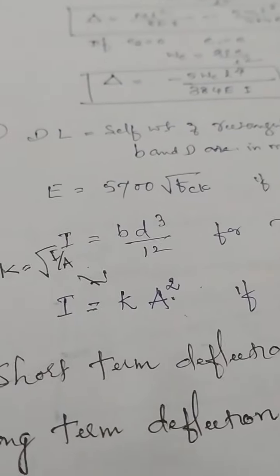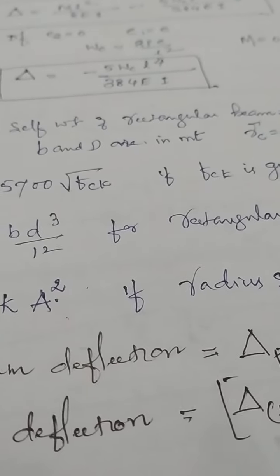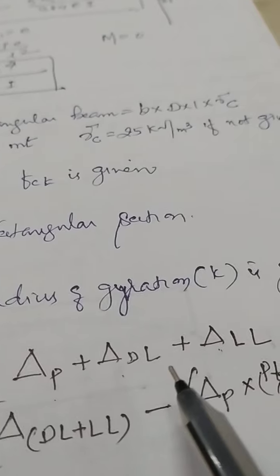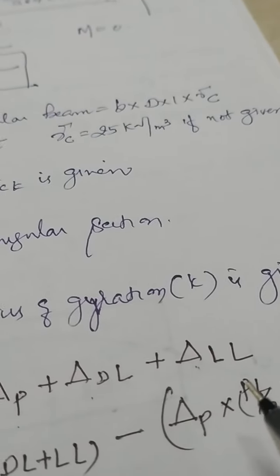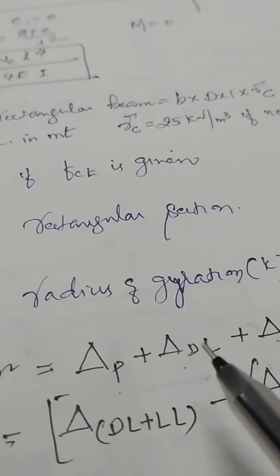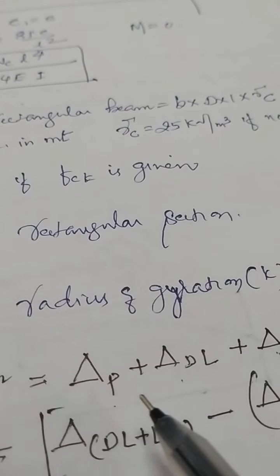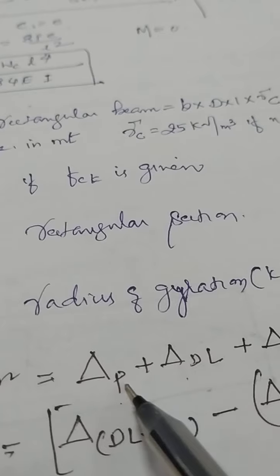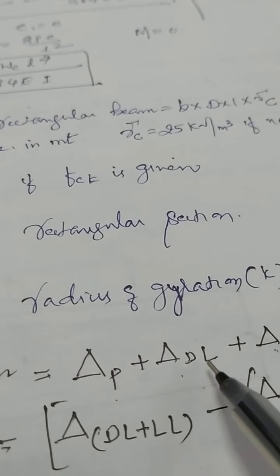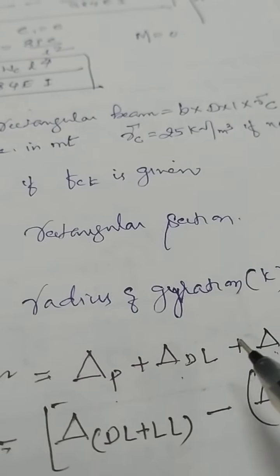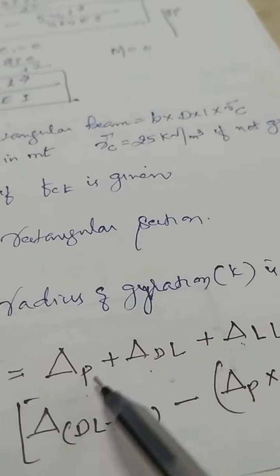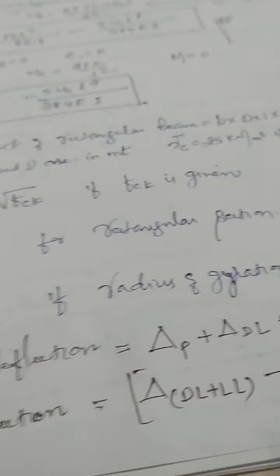Then come to how to calculate short-term deflection, that is delta due to pre-stressing force, delta due to dead load and delta due to live load. If the deflection at transfer is given in the problem, you calculate only due to P and dead load. If simply short-term deflection is asked, you calculate for all the cases, combination of P, dead load and live load.